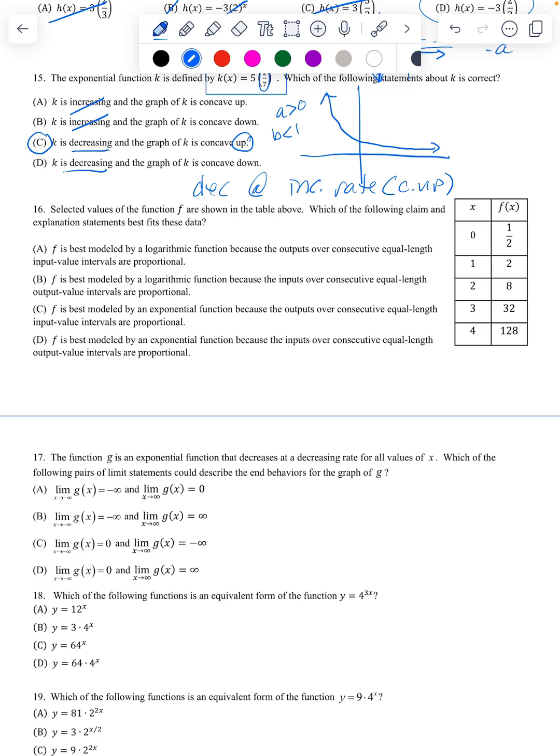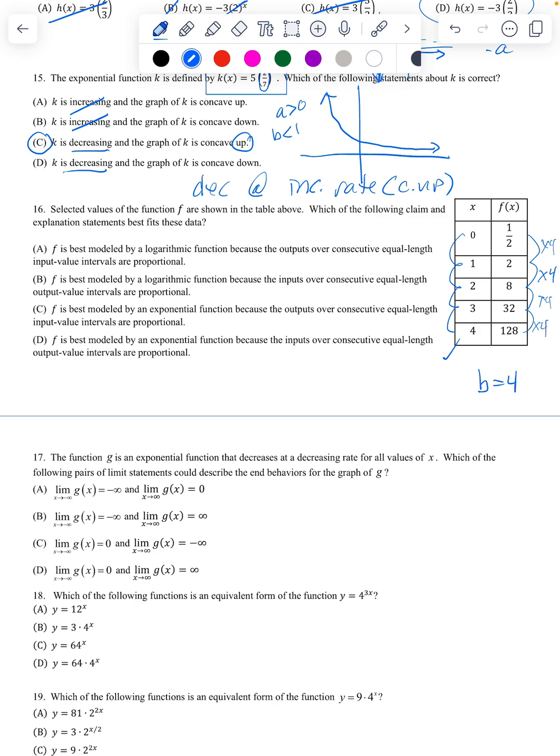Okay, 16, selected values of the function are shown in the table. Which of the following claim and explanation statements best fits the data? All right, well, let's look at the data. First of all, we check that these are going up by the same amount, so check. And then here, if you look, these are getting multiplied by 4 each time. So a half times 4, 2 times 4 is 8, 8 times 4 is 32, 32 times 4 is 128. So in this case, this is exponential, then our b is going to be 4.